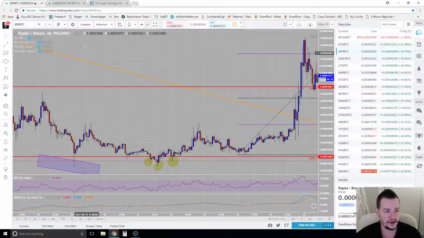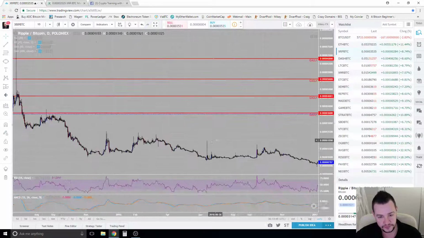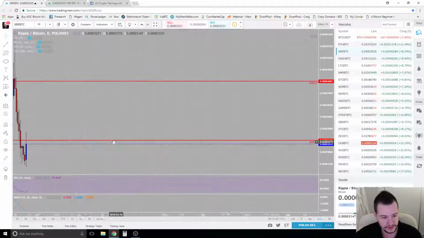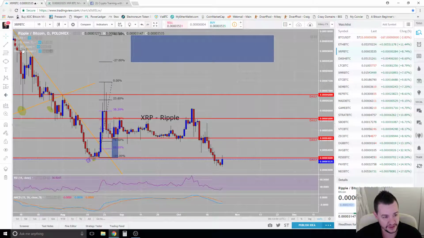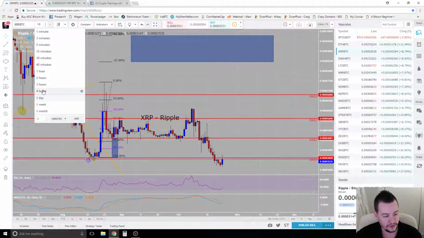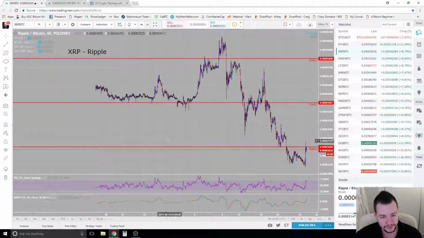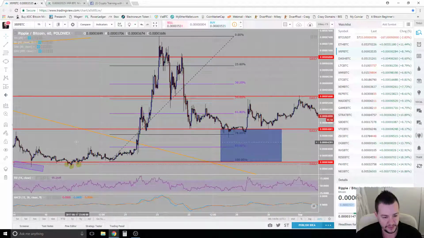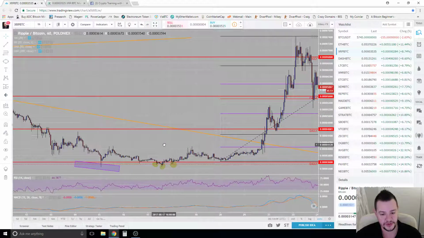So from a higher time frame perspective, we've got a double bottom on the 4-hour. If we go to a daily chart, we've got a double bottom on the daily chart. We've got the same double bottom on the 4-hourly chart. Come down to the 1-hourly chart, we've got our inverse head and shoulder pattern, which is another reversal pattern. So we've got pretty strong bullish signals there.